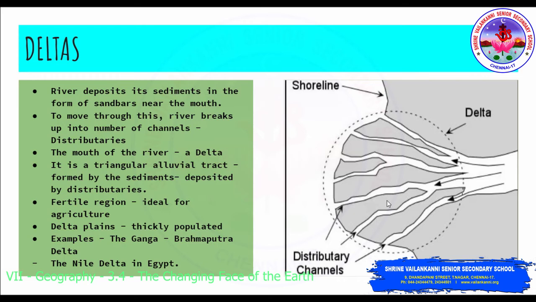Deltas. As a river nears its mouth, that is where the river meets the sea, it deposits the sediments in the form of sandbars, and to move through the sandbars, the river breaks up into a number of channels. Those channels are called distributary channels or distributaries. So the mouth of the river is also called the delta. A delta is a more or less triangular alluvial tract formed by the deposits sedimented by the distributaries as the rivers enter into the sea. So it is a fertile region and it is ideal for agriculture. So naturally it is thickly populated.